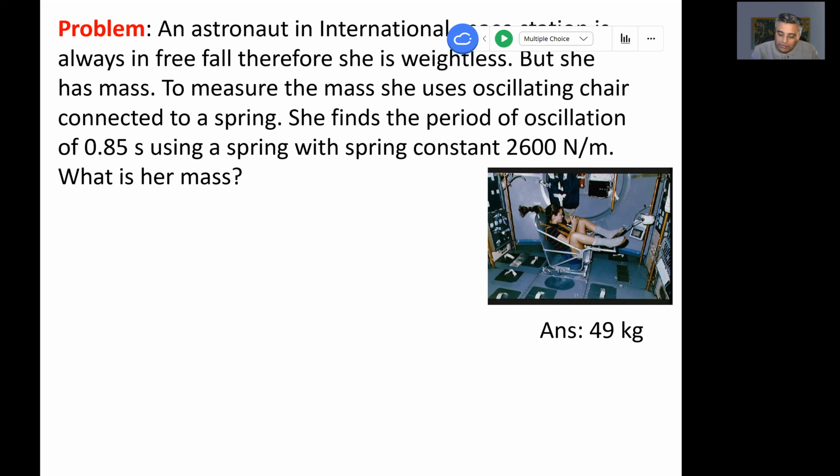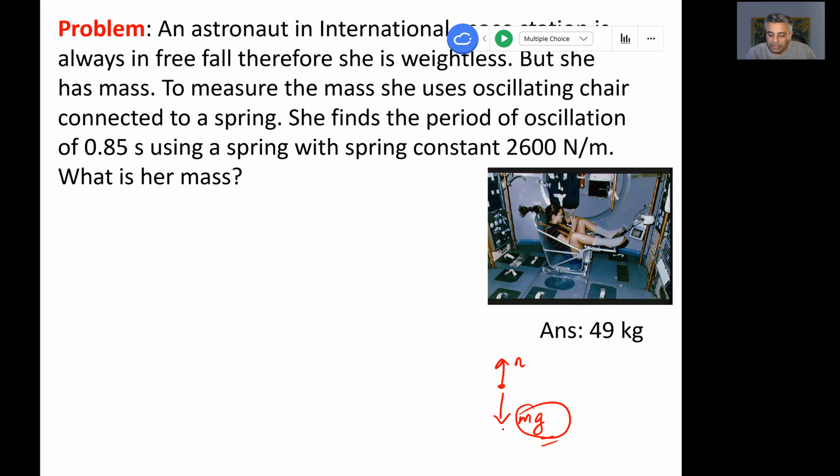And how does it work? We step onto the scale. That means we are pushing the scale down and the scale is reacting back with the normal force equal to our weight. So the normal force is equal to mg. So when g is 0, the normal force is going to be 0. That means we're going to feel weightless. So yes, mg is 0, but m is not 0.